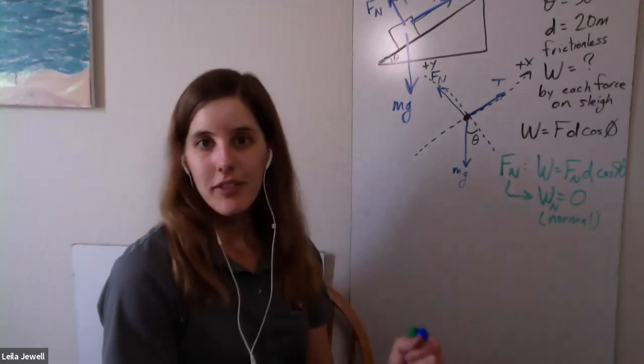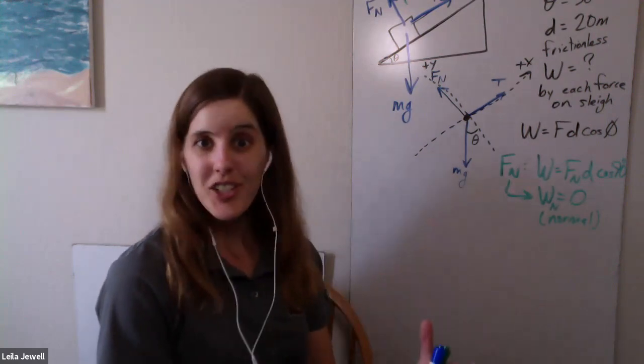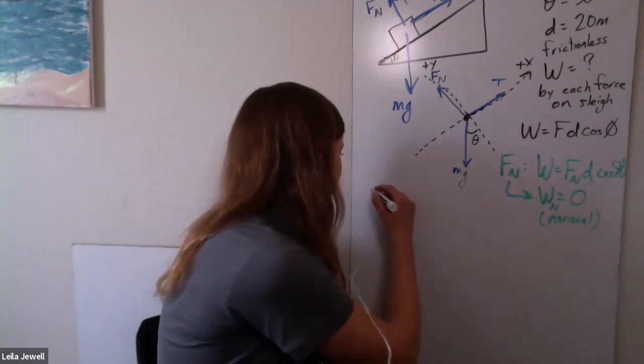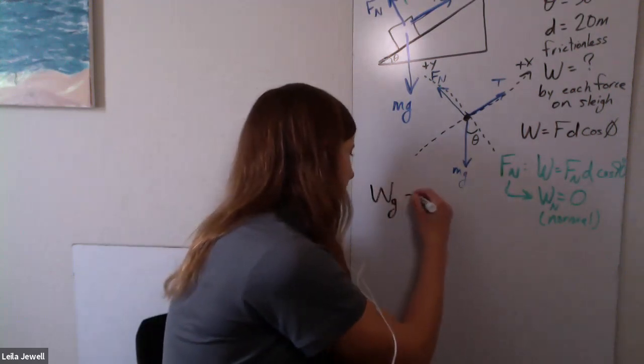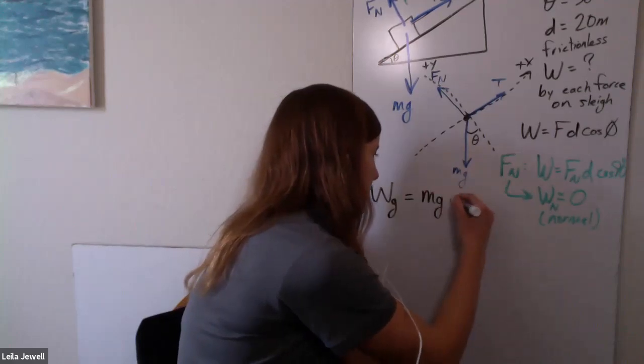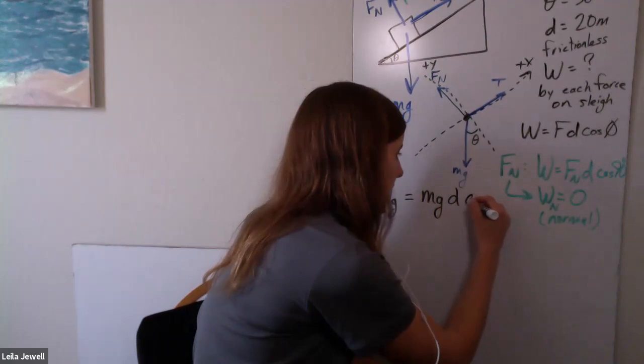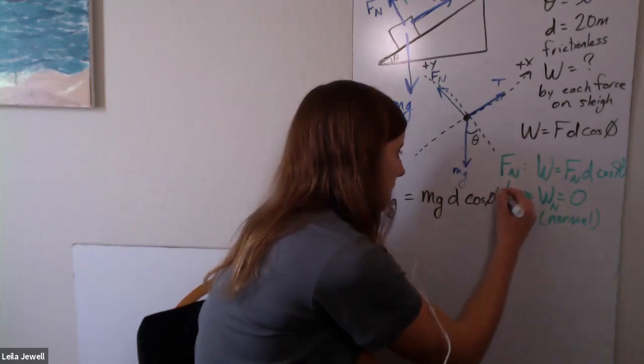What about gravity? Because we are in the section, the work done by gravity, so it seems worth calculating. Work done by gravity is equal to mg d, where we plugged in our force of gravity, mg times d times cosine phi.